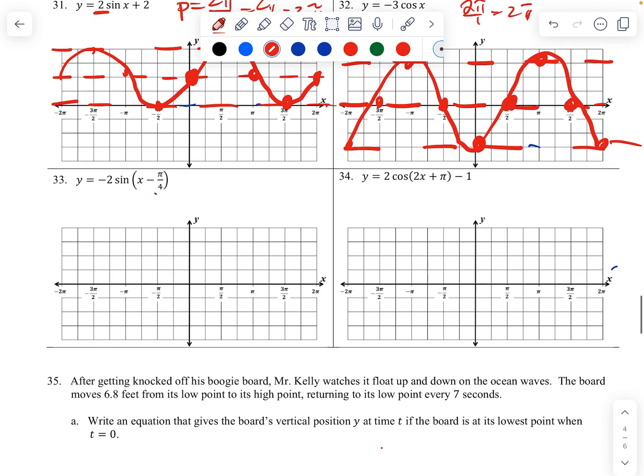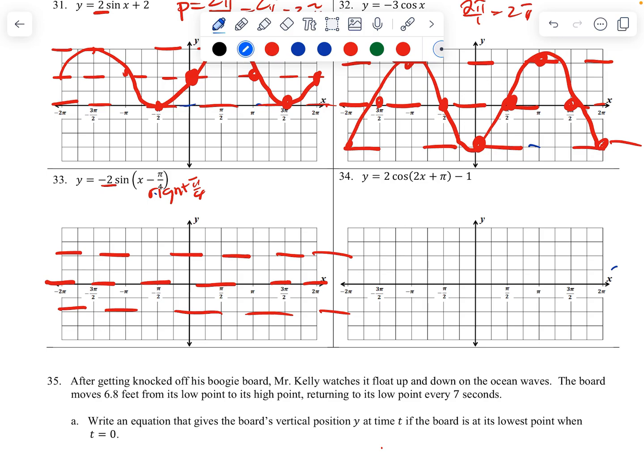So the next one is -2 the sine of x minus pi over 4. So this has a shift. So midline, up 2, right, our amplitude, and down 2. 2 pi over b, so our period's 2 pi, but this moves it to the right pi over 4.